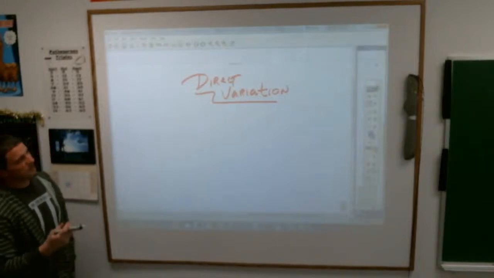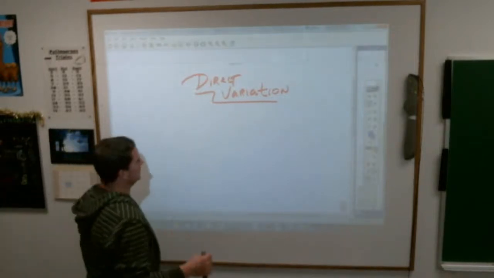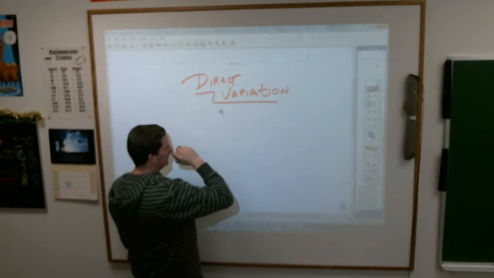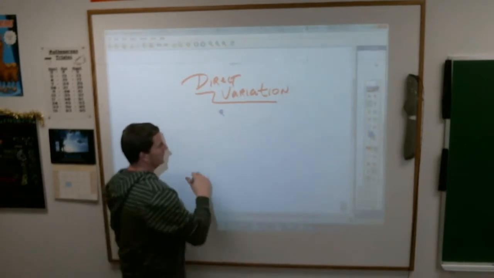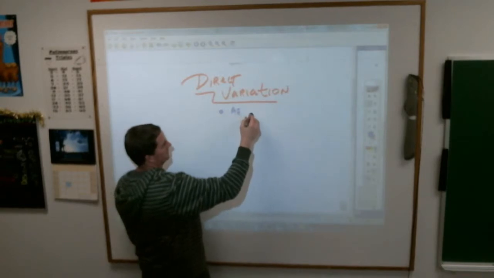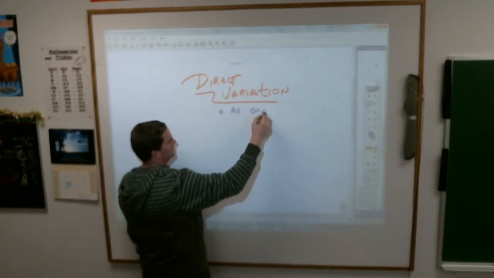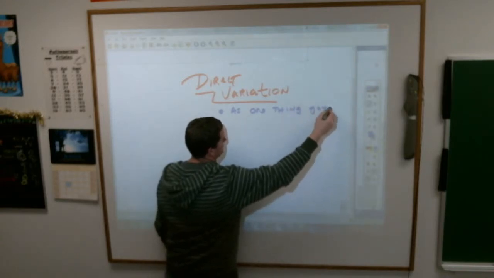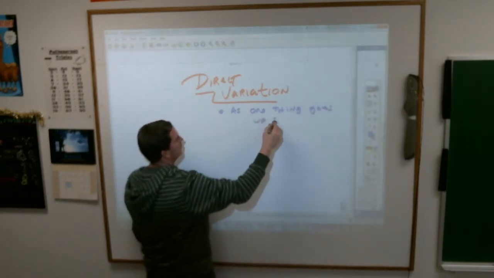Indirect variation. It's sometimes called inverse variation, but that's neither here nor there. Direct variation kind of makes sense usually. Direct variation basically says, as one thing goes up, so does the other.